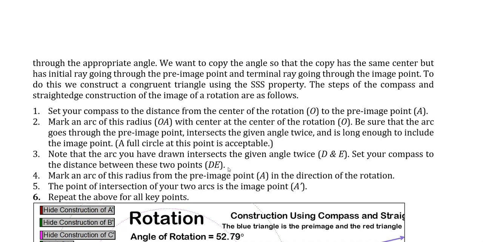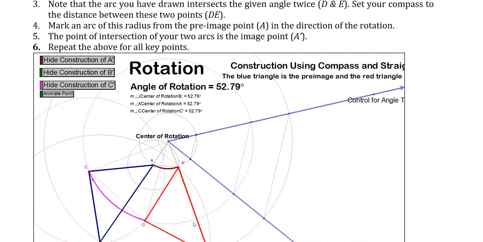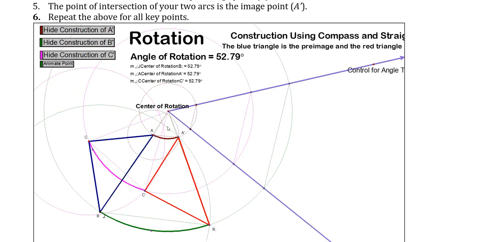Notice the arc you've drawn, so here it is. Here's an angle right here. There's the center. Let's say it's at the vertex here. And we want to take our pre-image point here. It's going to follow a circular path here from A to A prime, from C to C prime, and B to B prime. Now notice the distance B moved is a lot further than the distance A moved. And the center of the rotation won't move at all. It's a fixed point.